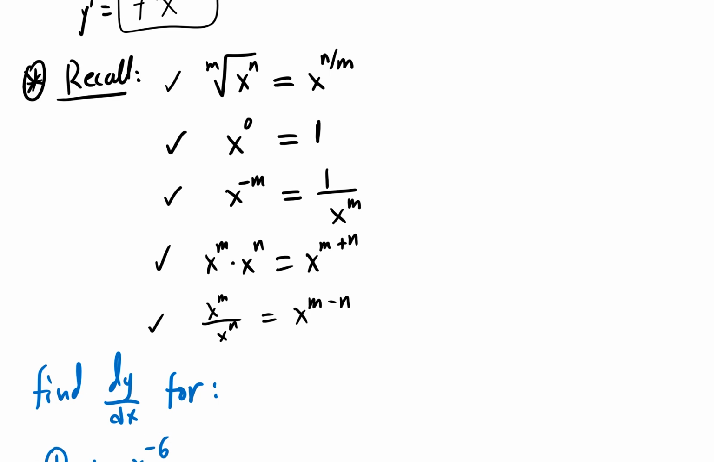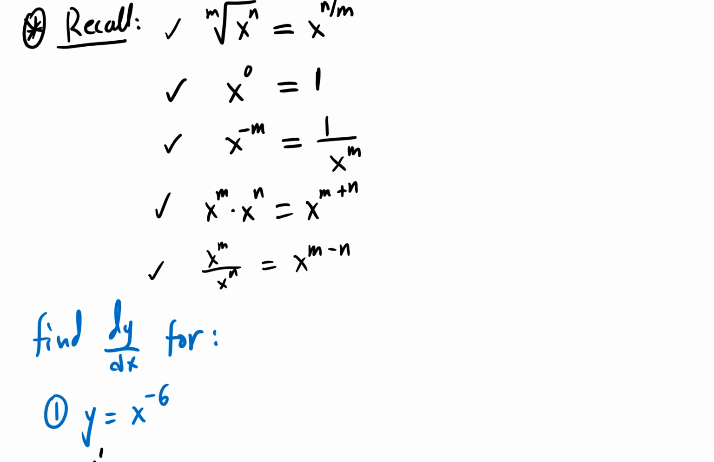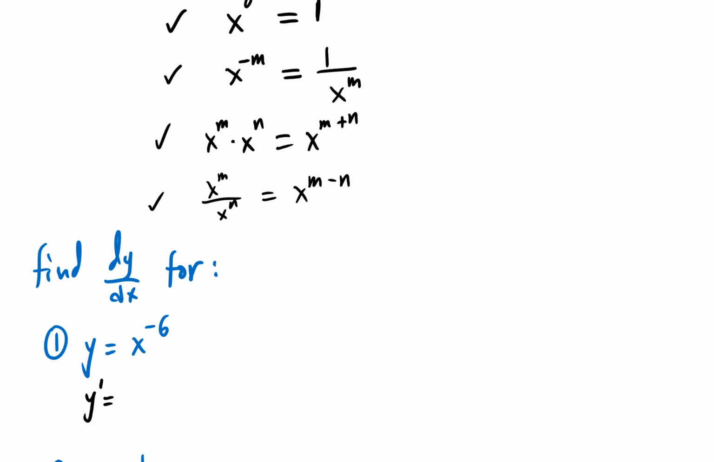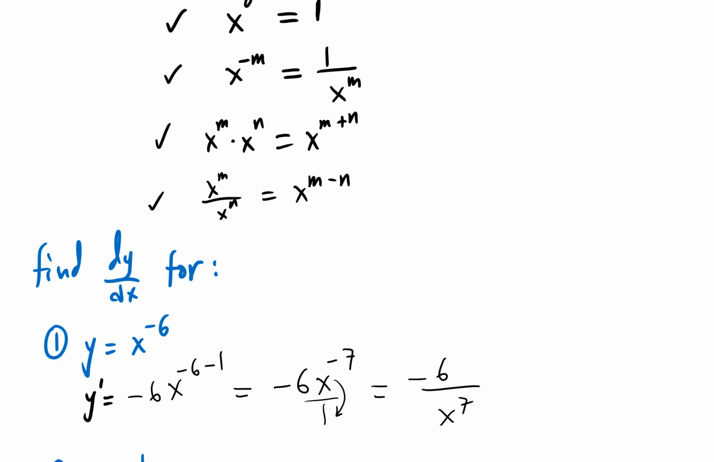Next one, they ask us to find dy dx for this function. dy dx means find the derivative, the same way. So how do we do this? We bring the negative 6 down, x, and subtract 1 from that exponent. That gives us negative 6x to the negative 7. Then you bring that down, so it's negative 6 over x to the 7. We can't have negative exponents. Since the exponent is negative here, I use this property and brought it down. But you keep the negative 6 there. It's okay to have negative 6, but we can't have negative exponents.